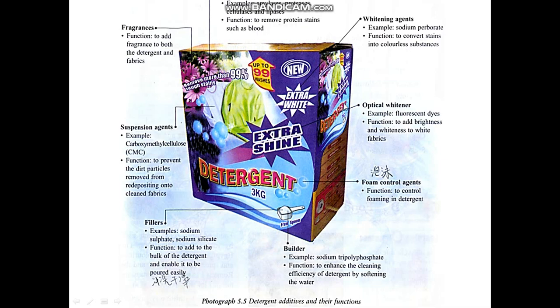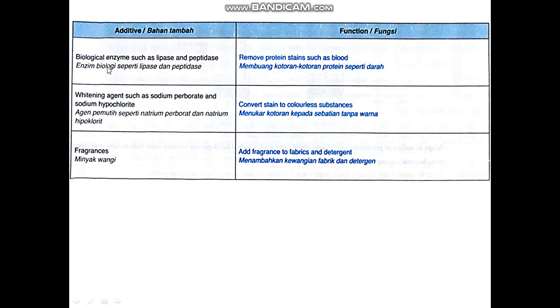So which ones should we memorize? Choose three. Okay, next. What are the three we can choose? Biological enzyme, whitening agent, and fragrance. Biological enzyme such as lipase and peptidase. Why? You must know how to explain the function of the additive.